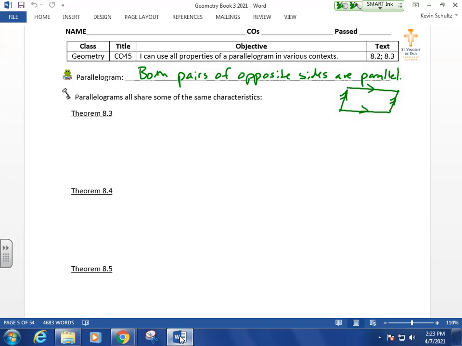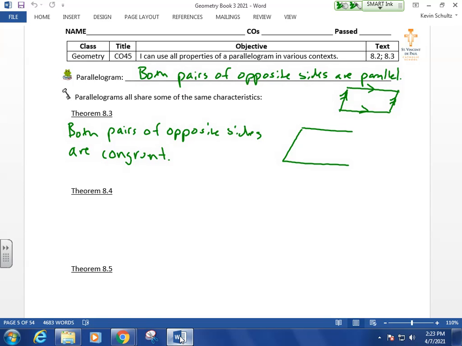Other characteristics of quadrilaterals that are parallelograms. Theorem 8.3. Both pairs of opposite sides are congruent. If you come across a quadrilateral, a four-sided shape that is marked with both of its opposite sides as congruent, you are dealing with a parallelogram, even if they're not marked parallel. If they're both marked congruent, a four-sided shape, then by definition they're also going to be parallel sides, thus making it a parallelogram. Okay?